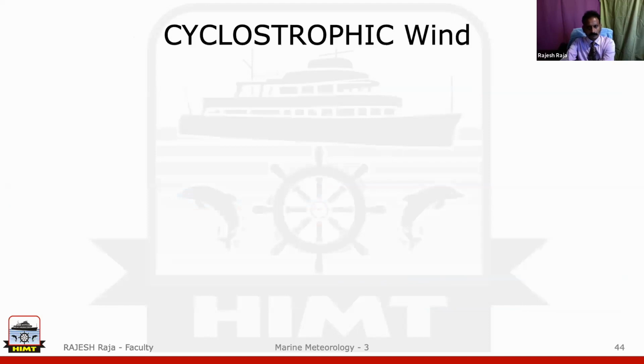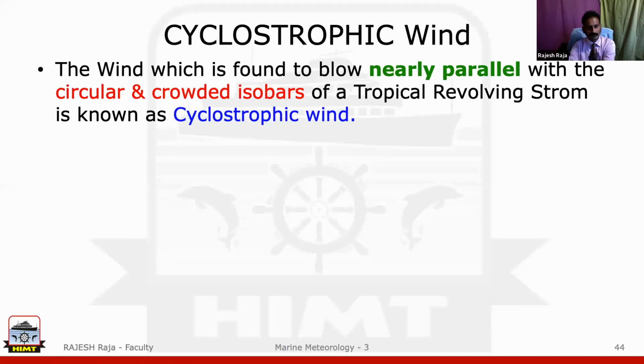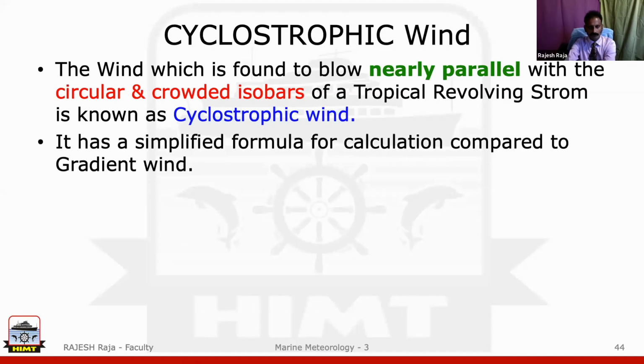Okay, there's a small topic called cyclostrophic wind. Not much data is there, but I have tried to make it very simple. You don't have to remember everything, but the first para is the definition. It is the wind which is found to blow nearly parallel, actually almost parallel, with the circular and crowded isobars. Why? There's a reason why they are nearly parallel. I'll just come down to the next few paras.